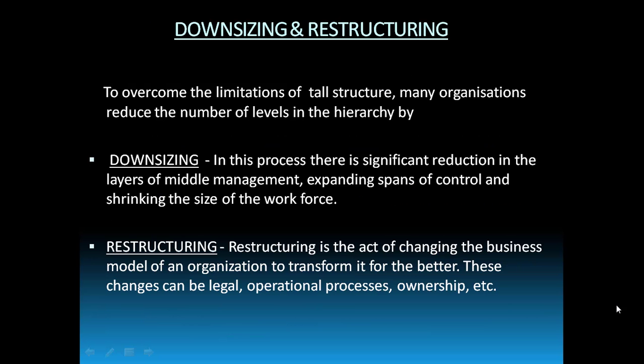Now, what few organizations do to overcome the limitation of the tall structure, many organizations reduce the number of levels in the hierarchy. That is, many organizations reduce the hierarchical levels of the organization structure. That is, they don't follow the narrow span of control. Now, how can they do this? They can do this by downsizing and restructuring. So these are just for information that downsizing and restructuring is a way in which the tall structure can be removed. That is, the organization can stop following a large number of hierarchy in the organizational structure.